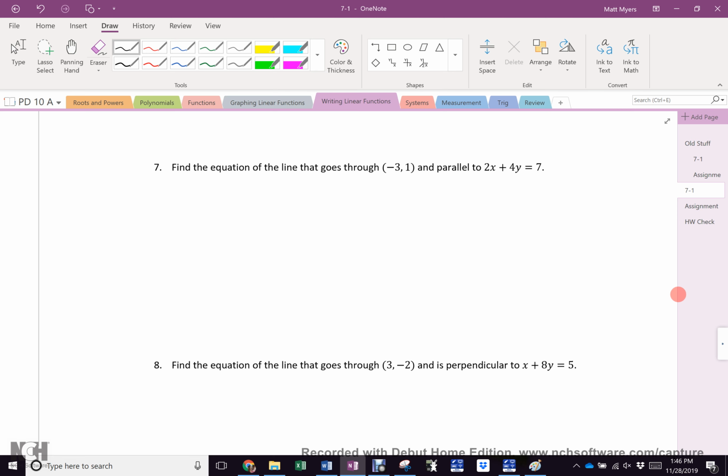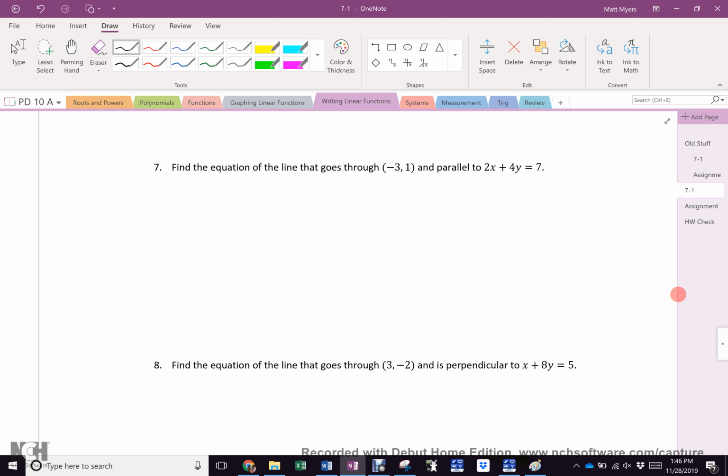What do I have in number 7? I have a point. Is that point an x or a y intercept? No, it's just a point. So I probably want to use point-slope form here, yes? But can I use slope-intercept form? Yeah, because I have an x and a y.